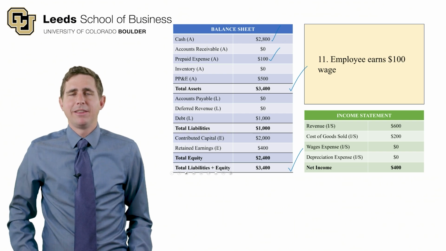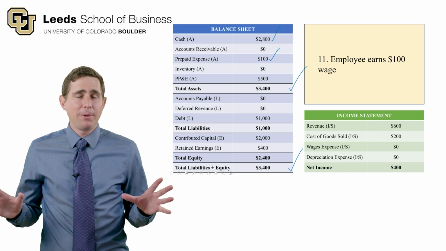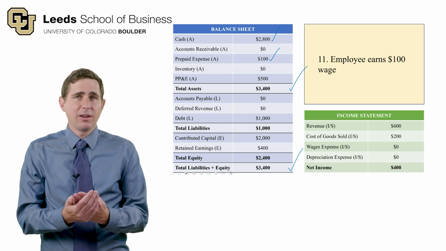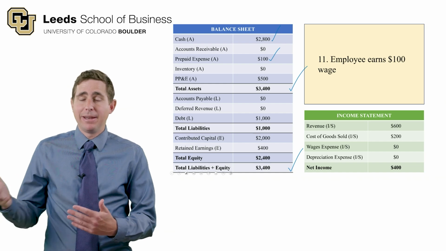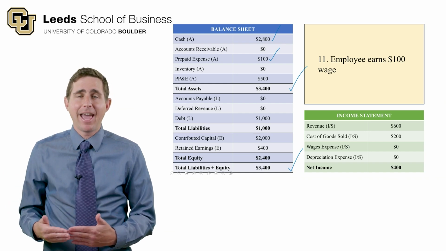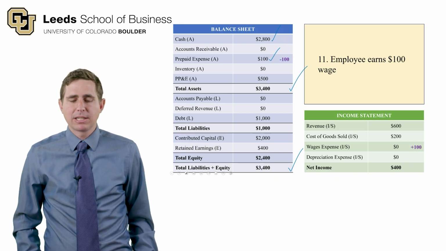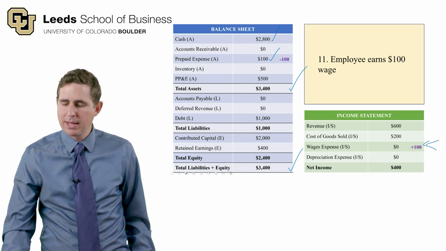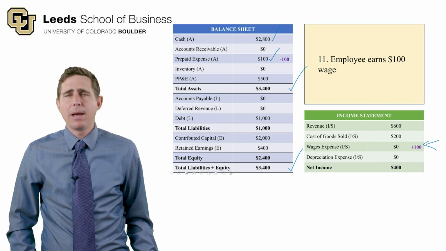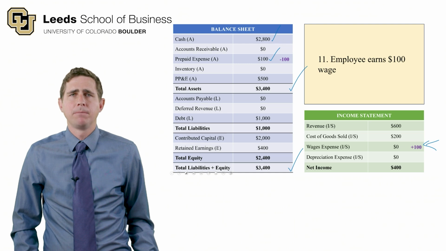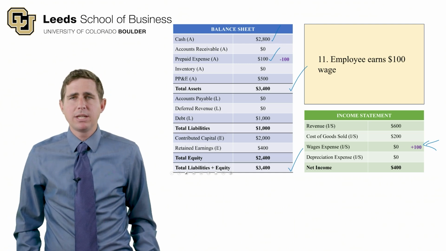Number 11, the employee works, okay? The employee earns that wage. It's no longer a prepaid expense, is it? It was an asset when I was looking forward to future labor that I've already paid for, but now they've actually done the work, so it's no longer an asset, okay? Now they've earned it. So all I'm going to do is zero out that prepaid expense, and I'm going to count that as an expense because the employee has earned it, and that's what wage expense captures, the amount earned by employees during the period. So it's going to be a minus 100 for prepaid expense, a plus 100 to wages expense.